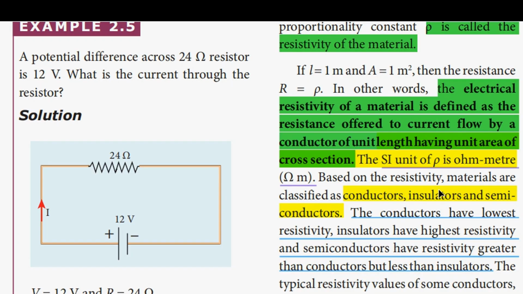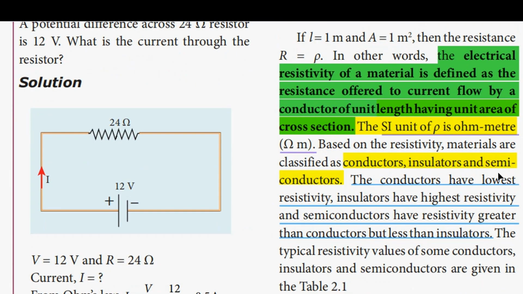Based on the resistivity, materials are classified as conductors, insulators, and semiconductors. Therefore, there are three types of materials. The conductors have the lowest resistivity, the insulators have the highest resistivity, and semiconductors will have resistivity greater than conductors but less than insulators.